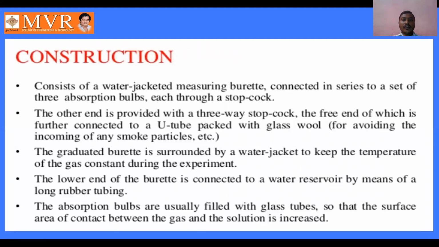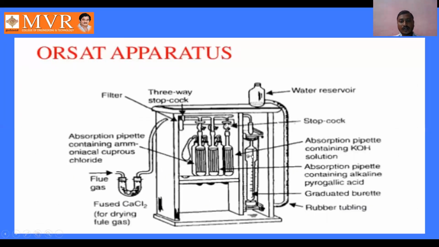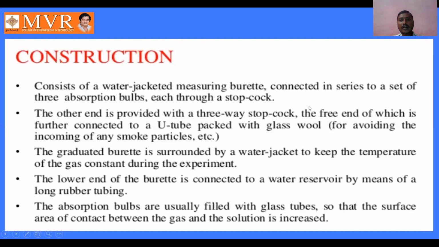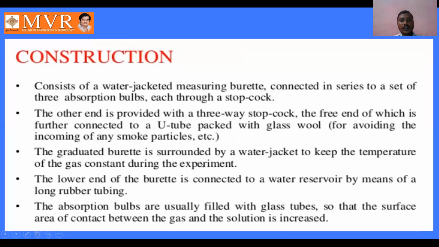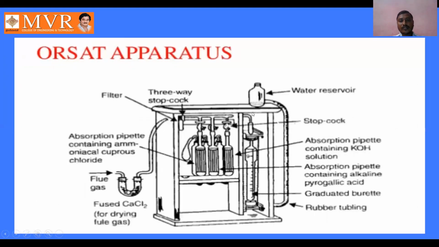We are studying the construction of the Orsat method in detail. It consists of a water-jacketed measuring burette. Here we can observe the water-jacketed burette, connected in series to a set of three absorption bulbs, 1, 2, 3, each through a stopcock. So for these three bulbs we have three stopcocks here.